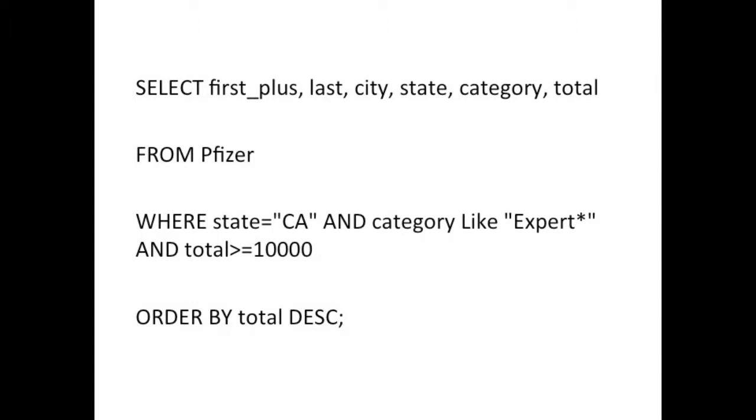The next is where. Now where is our filter. So here we have where state equals CA in quote marks, and category is like expert asterisk in quote marks, and total is greater or equal to 10,000. The last part of the statement is order by, that is the sort. So we order by total in descending order, DESC, and the entire SQL statement ends with a semicolon.